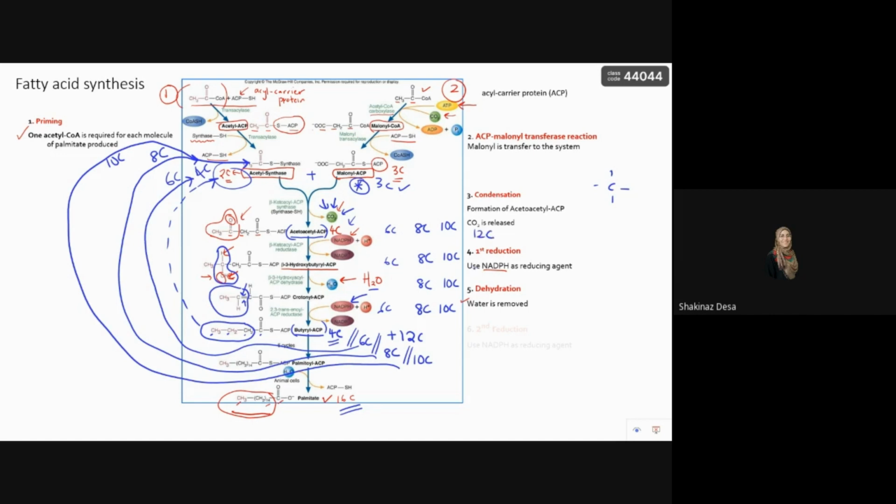Go through first reduction, still 12 carbon, ditambah hydrogen saja. Go to dehydration, just remove water molecules, still dia ada 12 carbon. Go through the second reduction, now dia dah jadi 12 carbon. Betul? 12 carbon. Sudah jadi 12 carbon and then pusing lagi. 6 kali pusing. So 6 round of it, sampailah it become 16 carbon.